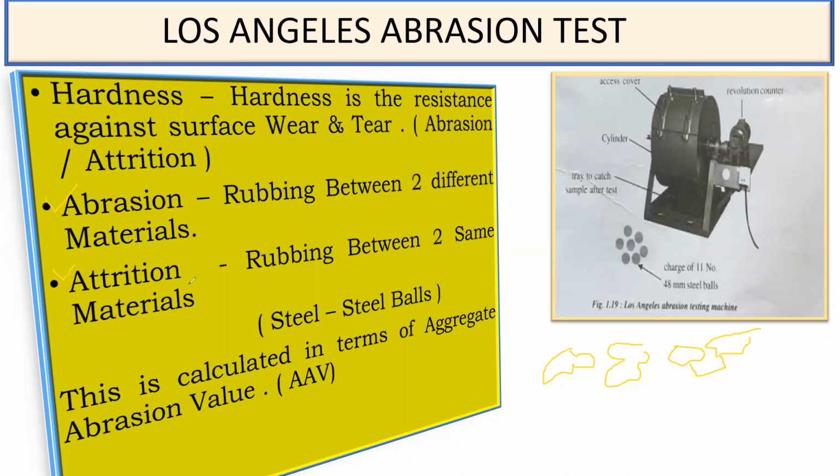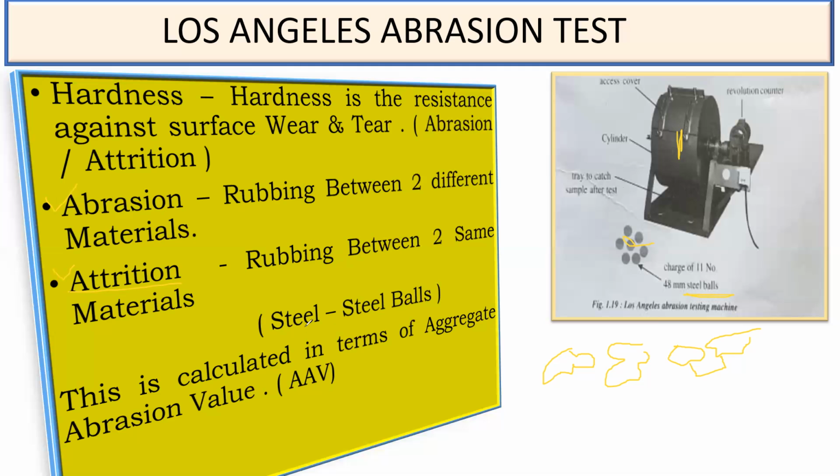Why this becomes important is that when we do this test, we put the aggregate, that is the coarse aggregate, and along with the coarse aggregate we put the steel balls here, right? Now, if the coarse aggregate collides with the steel balls, we call that abrasion. That is rubbing between two different materials. Coarse aggregate is a different material and the steel ball is a different material, so whatever wear results, you call that abrasion. But if the steel ball and the steel ball collide, or if the aggregate and the aggregate collide, then we call it attrition, right? So these are the two things that we need to understand.